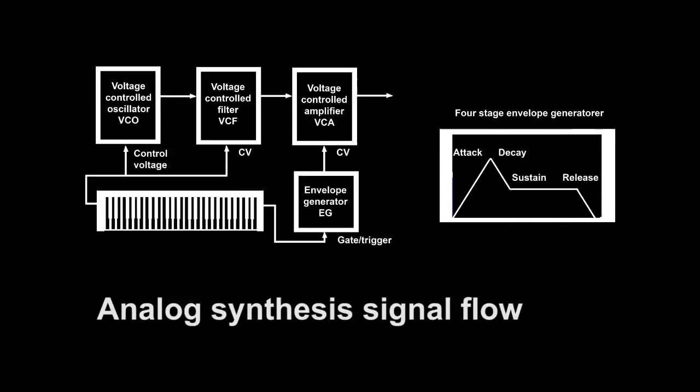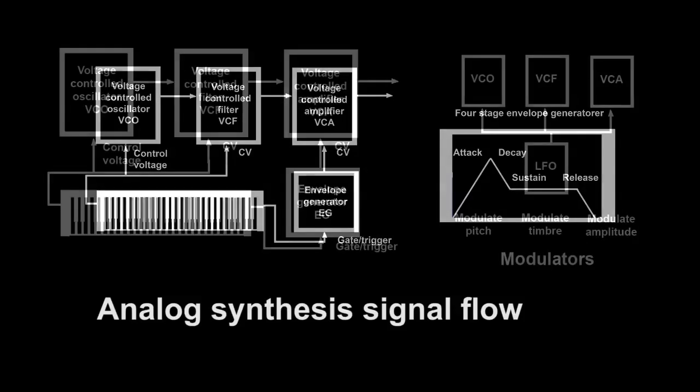Early synthesizers typically had a 4-stage envelope generator, generating attack, or the time it takes to reach the loudest point; decay, the time needed to reach the sustain level; a sustain level maintained as long as the key was down; and release, the amount of time needed to return to silence.